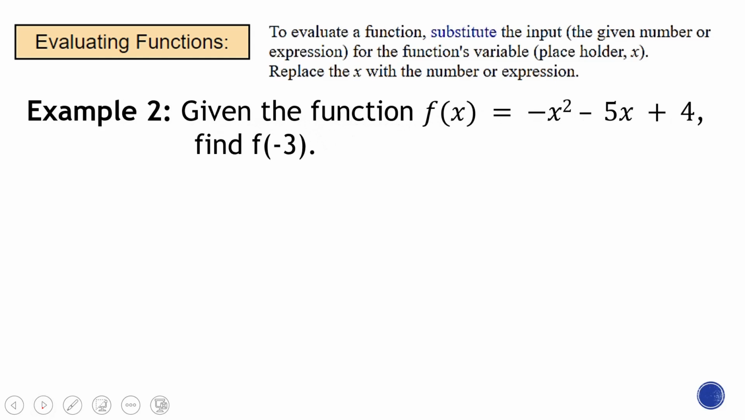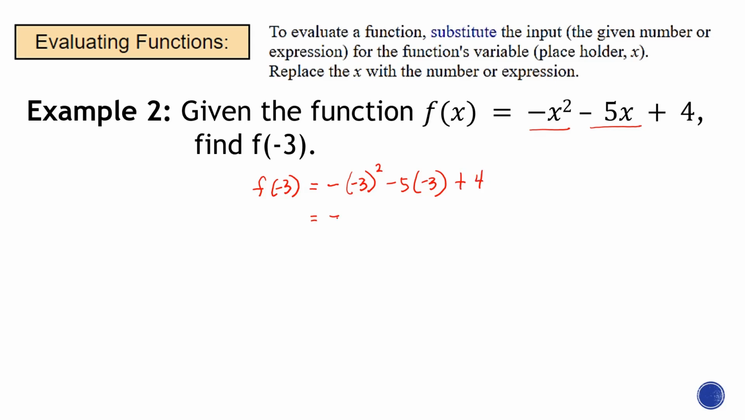Next, so given the function f of x equals negative x squared minus 5x plus 4, find f of negative 3. Same idea. So we have f of negative 3 equals negative 3 squared, minus 5 times negative 3, plus 4.